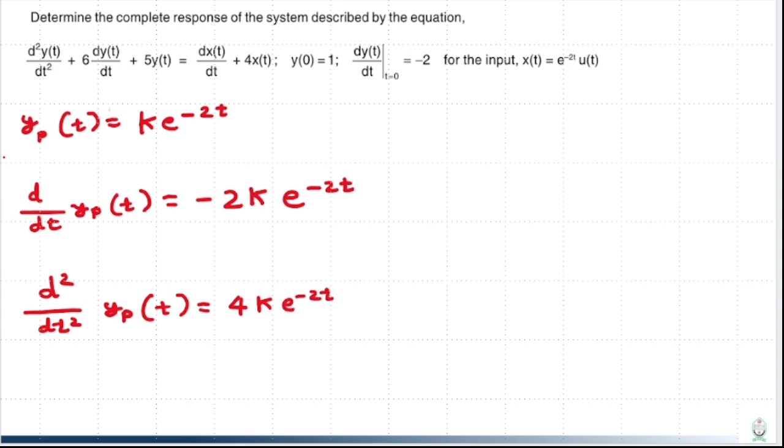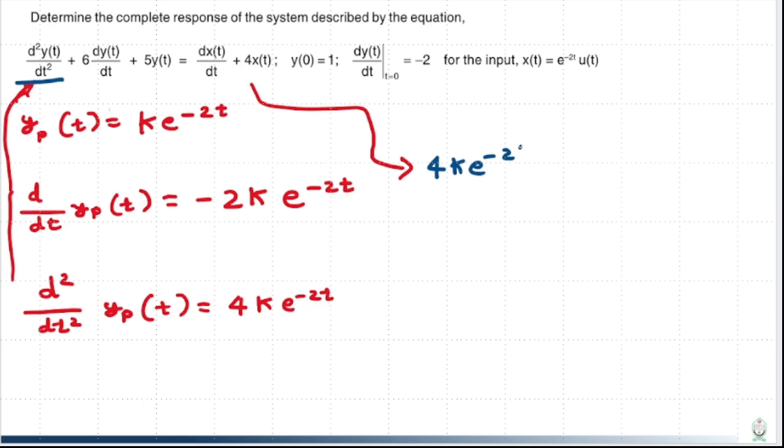Now if we plug these values into this differential equation, that will return this. The double derivative will get replaced by 4k e to the power minus 2t. The single derivative will get replaced by minus 2k e to the power minus 2t, and that will get multiplied by 6, so here we will get minus 12k e to the power minus 2t, and replacing the last term will give us plus 5k e to the power minus 2t.